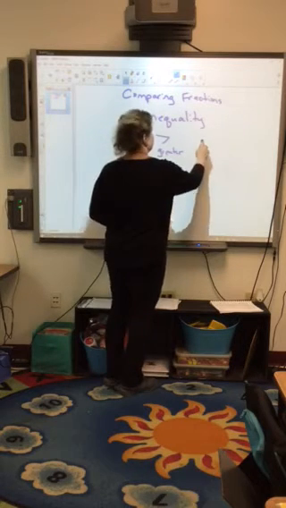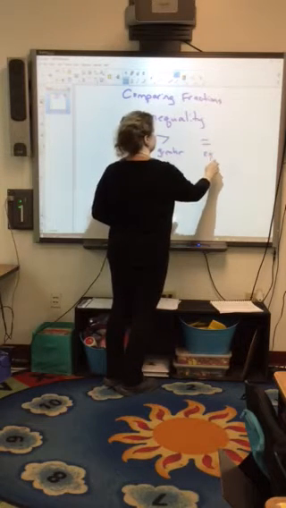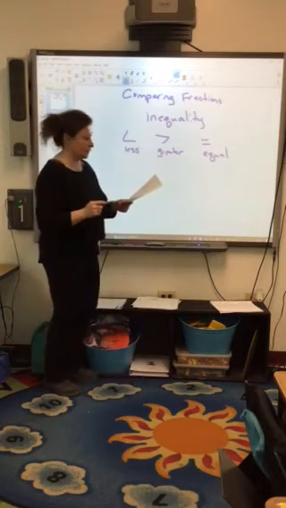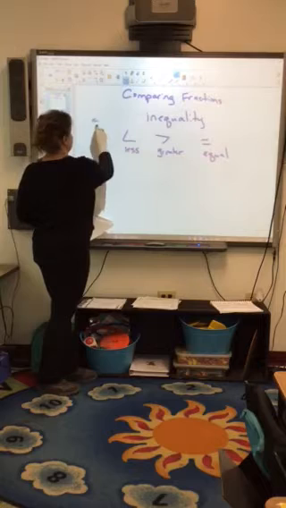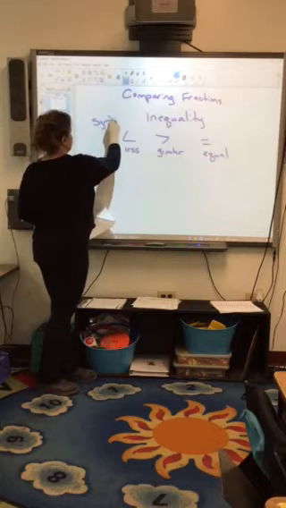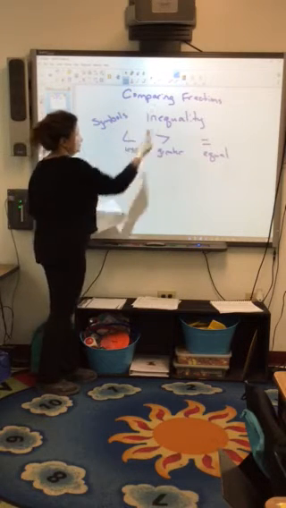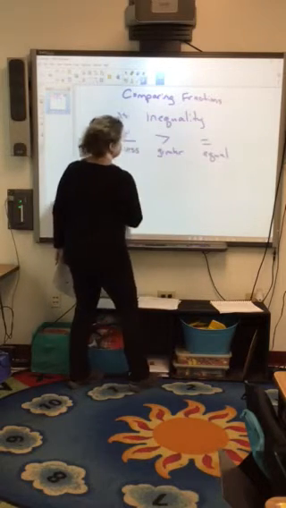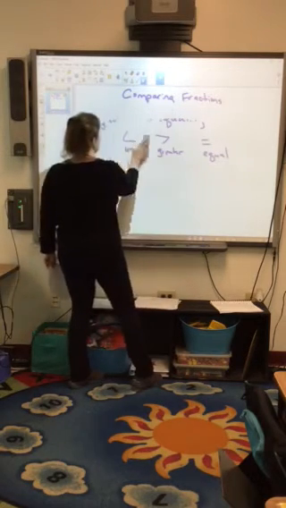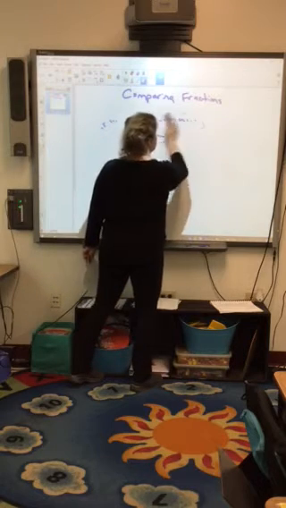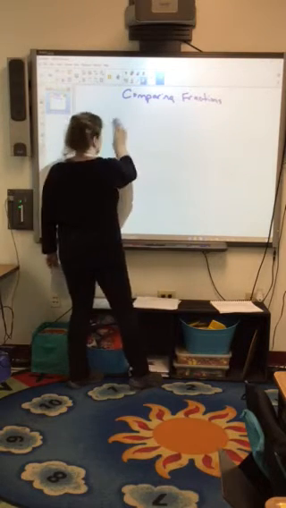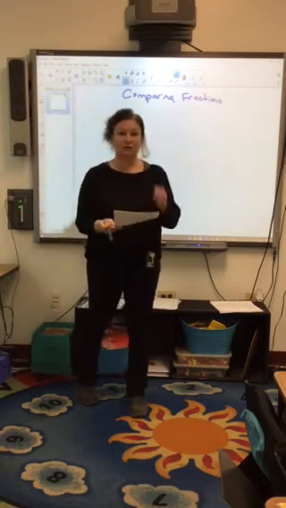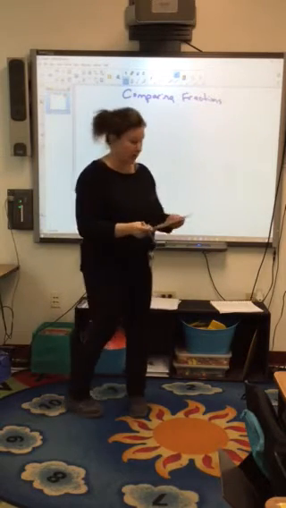And the equal sign. These are the symbols we use to compare fractions or numbers, our comparative numbers. Okay. Now, how do we compare numbers? We're going to review 4 of our strategies for comparing fractions.